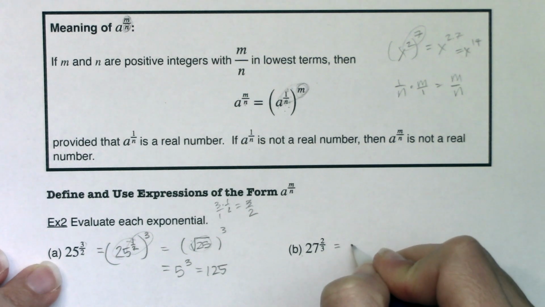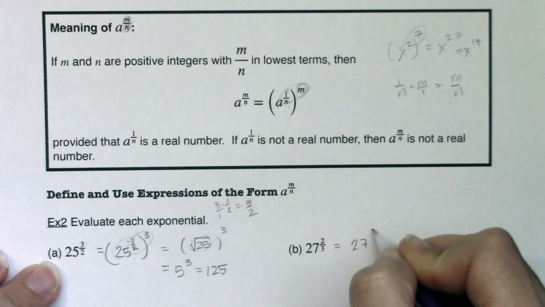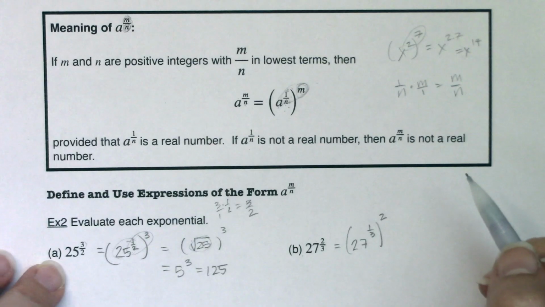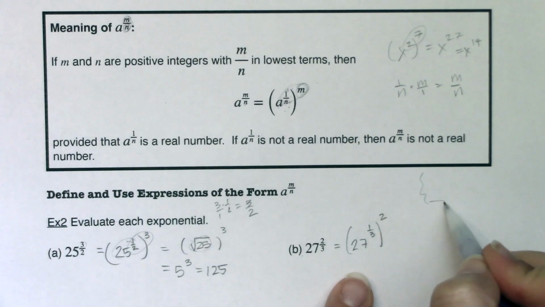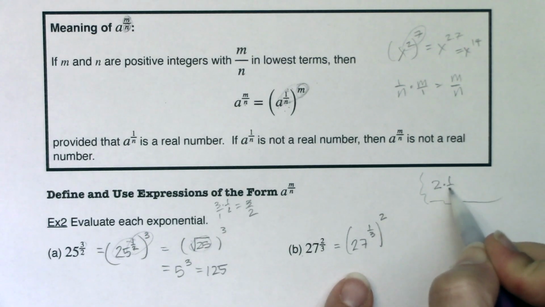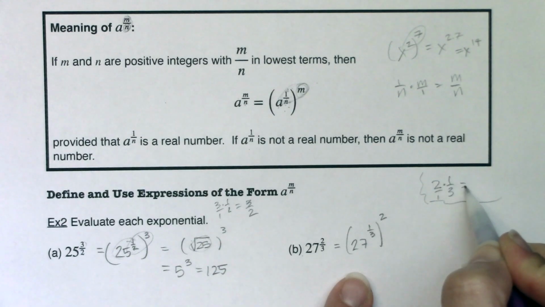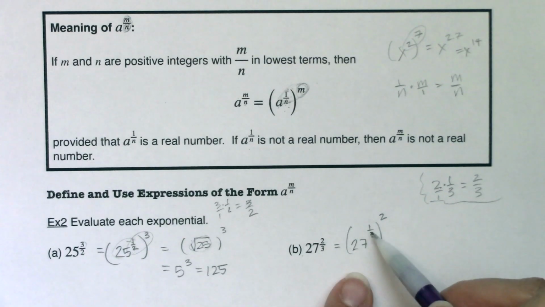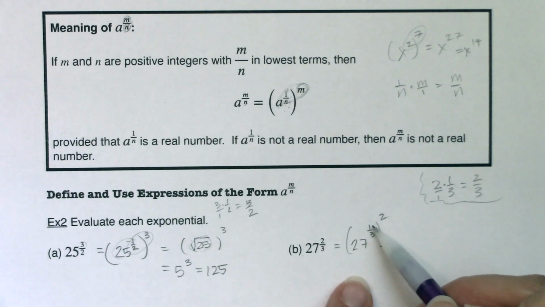So let's take that same idea and apply it to 27 to the 2/3. What I'm going to do is look at 27. Instead of the 2/3, I'm just going to do the 1/3, numerator of 1, keep that denominator, and then I will square it. Side note, 2 times 1/3, 2 over 1 times 1 over 3, is 2/3. So I'm just separating this fraction into the 1/3 and the 2.